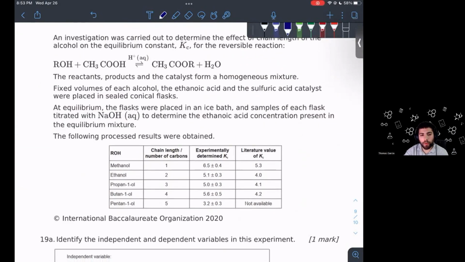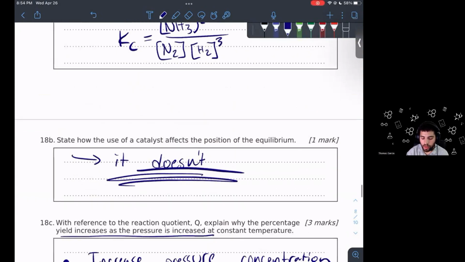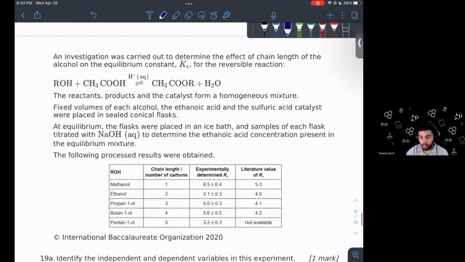Moving on to an actual paper 3 question I put on this test. I wanted you to start looking at data, which this other one was paper 3-ish, but I felt like it was kind of a nice hybrid. But now this is a real paper 3 question. An investigation was carried out to determine the effect of chain length of alcohol on the equilibrium constant Kc for this reversible reaction. And you'll notice, if we keep it in our mind, H plus is an acid, and we do this in an acidic solution. Anyways, the reactants, products, and the catalyst form a homogeneous mixture.